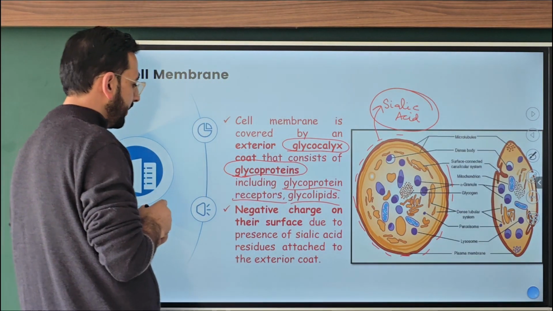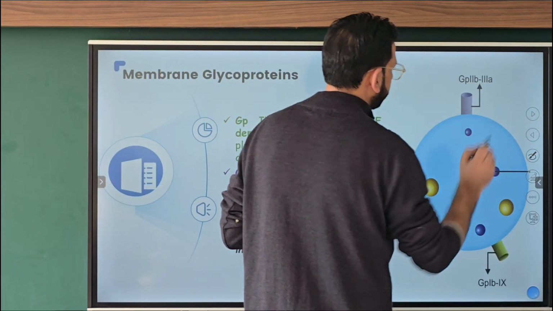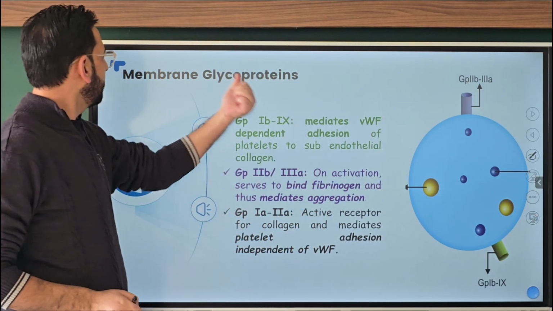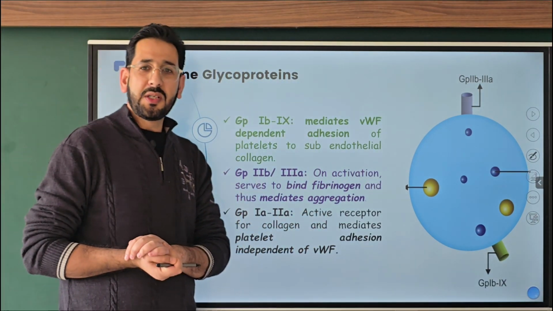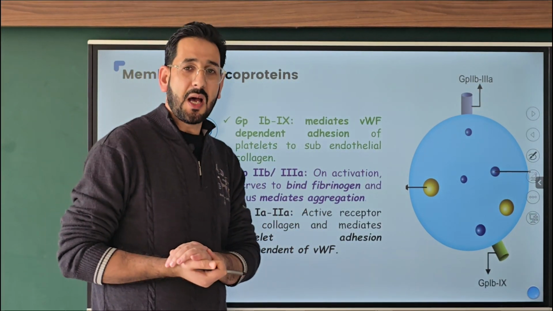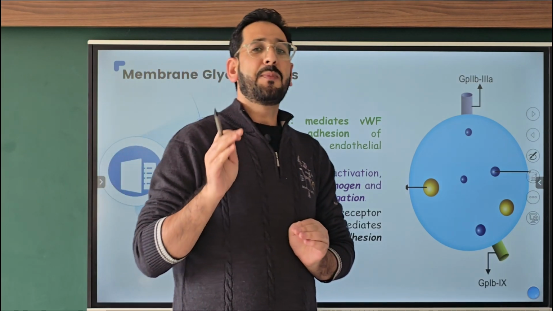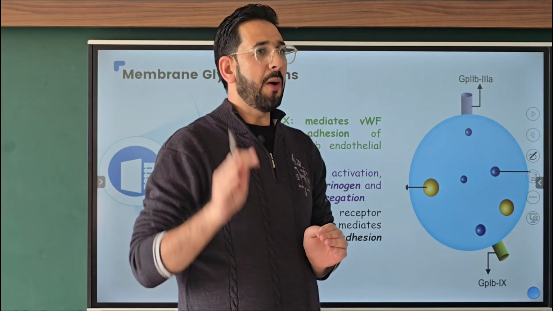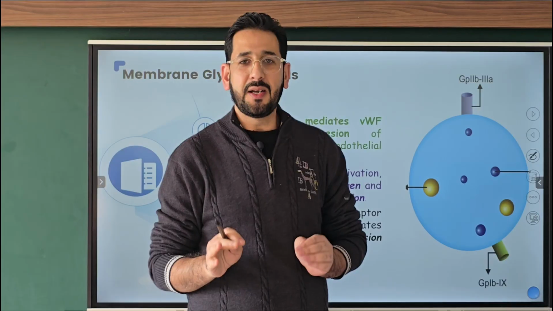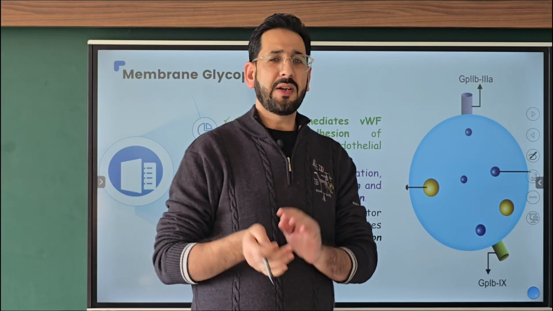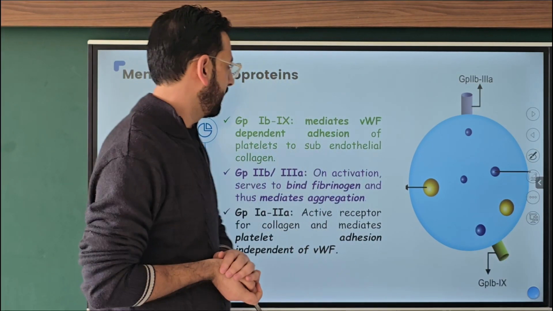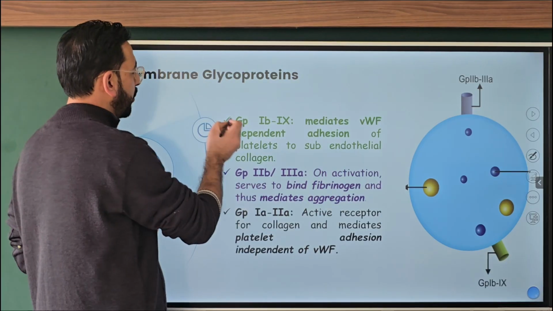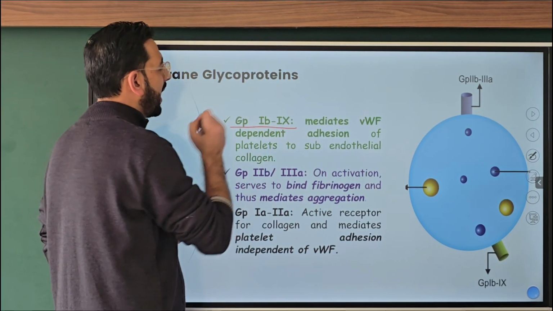Okay, that is very important. After this, in the membrane we have the membrane glycoproteins, and these glycoproteins are very, very important, because for the proper and normal functioning of the platelets, these glycoproteins have a tremendous role. The first glycoprotein is glycoprotein 1b9.